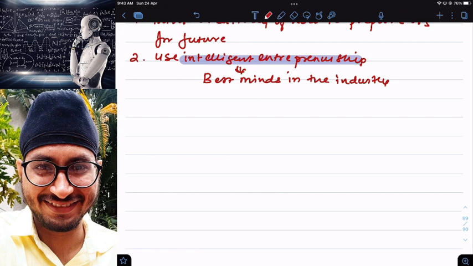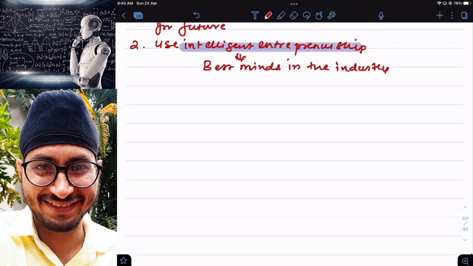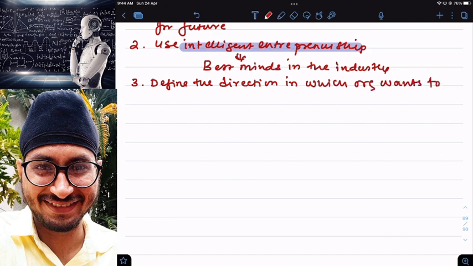Then clearly defining the direction, this point is repeated again and again here. Clearly define the direction in which the organization wants to move. Obviously it will be the upward direction only.